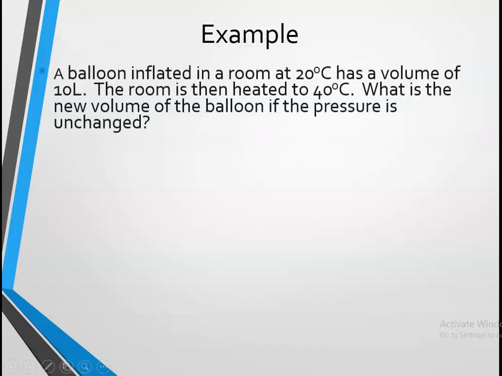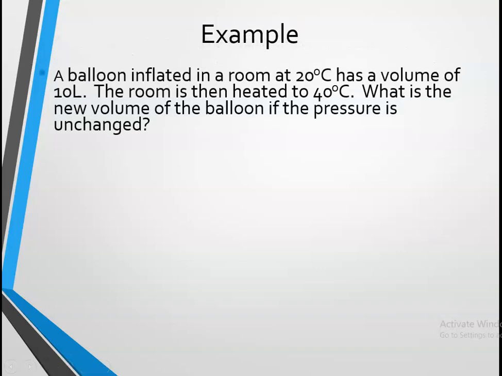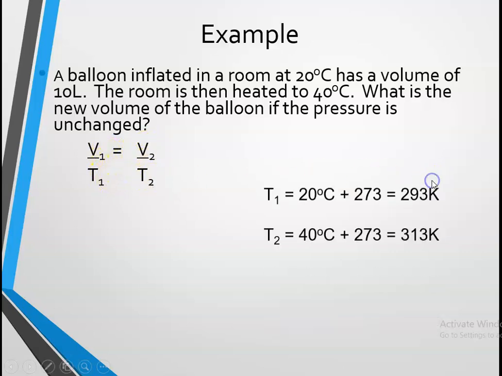Now let's look at an example with Charles's law. It says a balloon inflated in a room at 20 degrees Celsius, so there's your temperature 1, has a volume of 10 liters. That's your volume 1. The room is heated to 40 degrees Celsius, temperature 2. What is the new volume of the balloon? So we're solving for V2 if the pressure is unchanged. So now they're telling us pressure is unchanged. Again, if they didn't mention pressure, we would know it would drop out of that equation. So now we're looking at volume 1 over temperature 1 equals volume 2 over temperature 2.